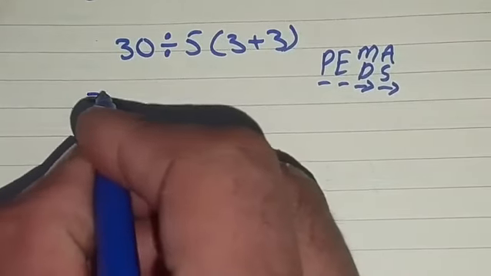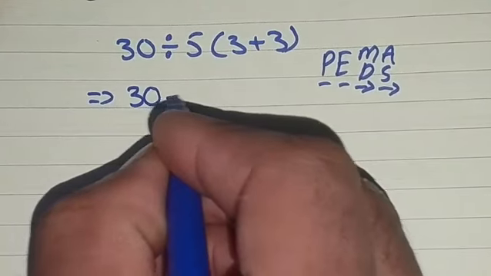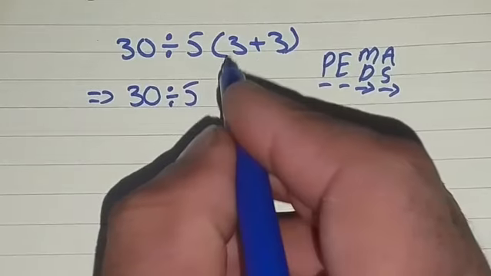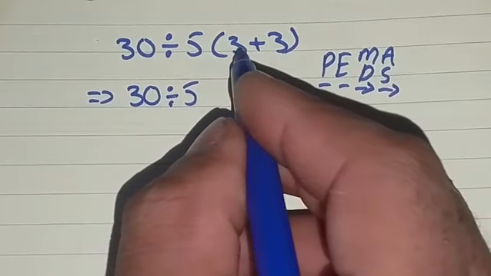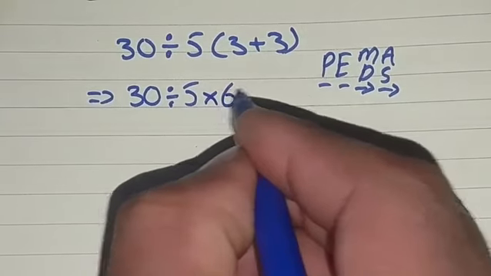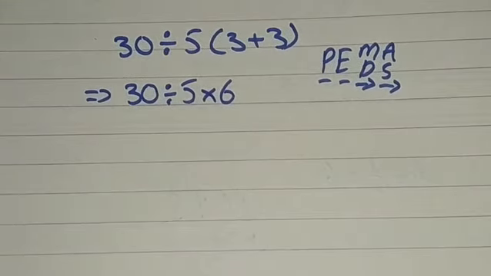Now the equation becomes 30 divided by 5, and inside of the parenthesis they give us 3 plus 3, which is 6, and here multiplication. Now we have one division and one multiplication.